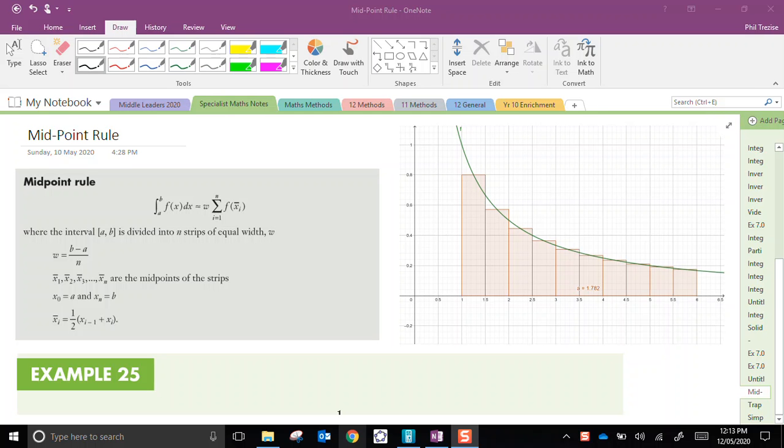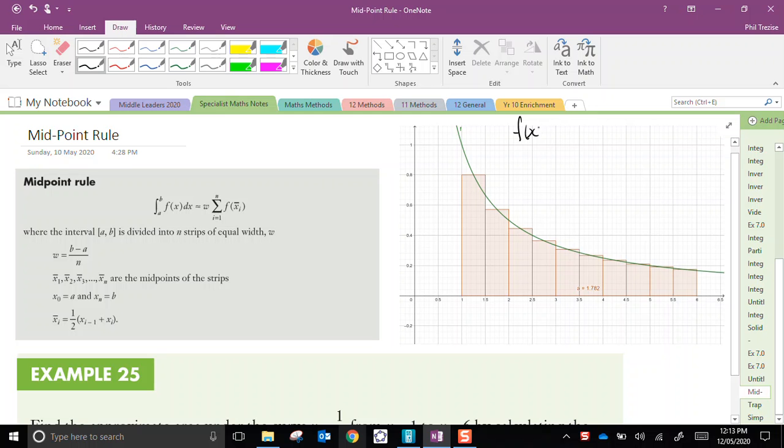Hi everyone, this lesson is about using a method of numerical integration known as the midpoint rule. So we have a formula here for the midpoint rule which looks awfully complicated, but when we break it down it's not that bad. And the idea behind this is that we have a function. I've drawn my function here, f of x in green.